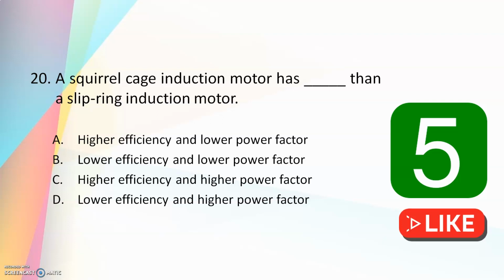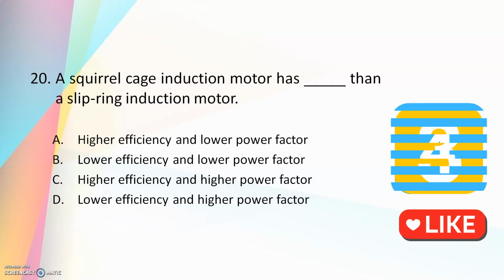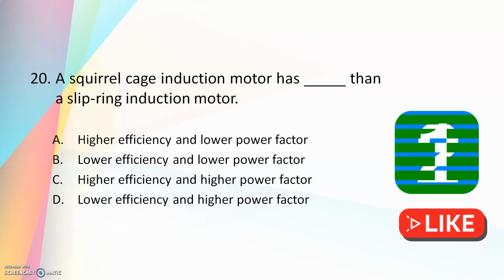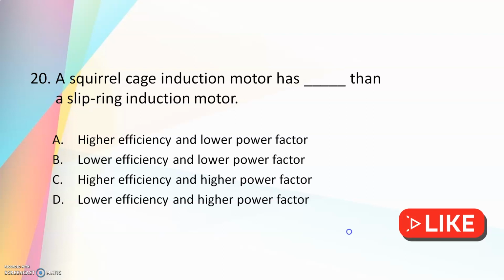Squirrel cage induction motor has dash than a slip ring induction motor. Higher efficiency and lower power factor, lower efficiency and lower power factor, higher efficiency and higher power factor, lower efficiency and higher power factor. Here you go. And the answer is higher efficiency and higher power factor. So the performance of a squirrel cage induction motor is better than a slip ring induction motor.